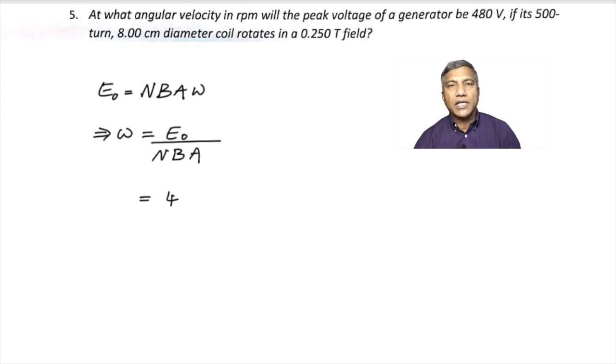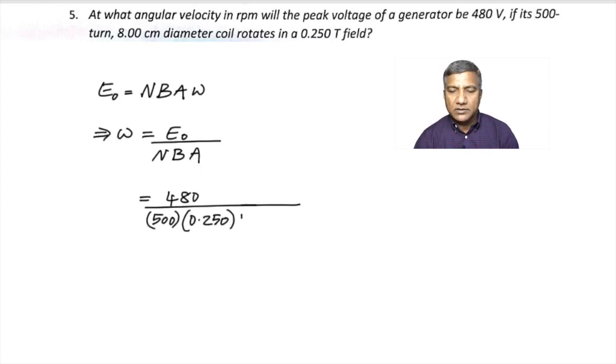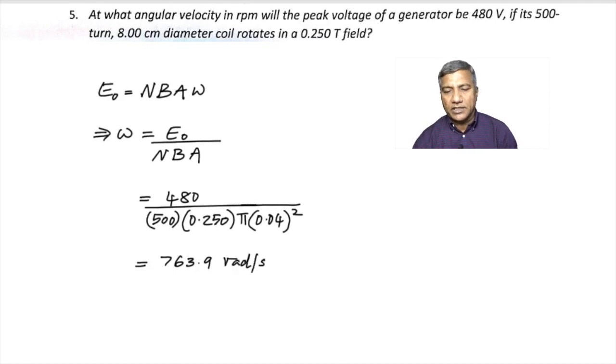Rearrange to get omega as the subject. And remember that area is pi r squared. So pi times r squared right there, and we will get the answer to be 763.9 radians per second. That's the angular speed at which it is to be rotated.